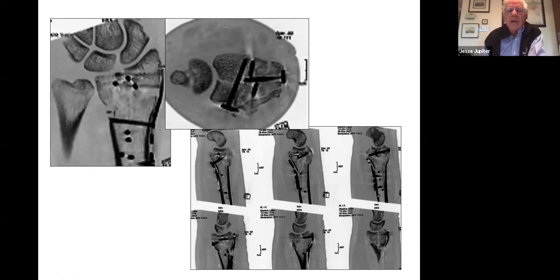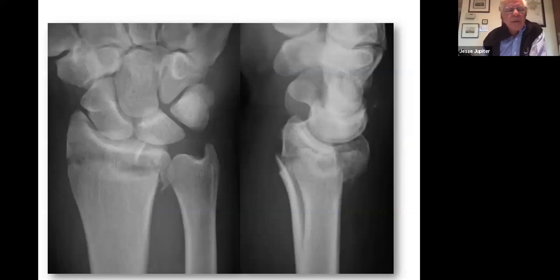If you get CT scans post-op, you would like to be able to see that it's not bad. We don't often get CTs after surgery, but sometimes they're very helpful. And motion and rotation can be restored. You can't always do it through a volar plate, as I said.